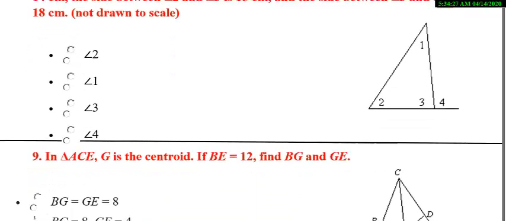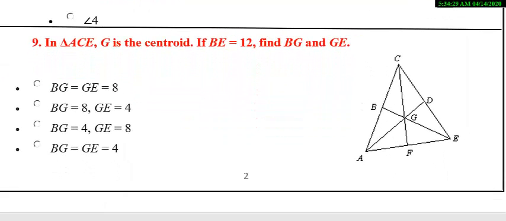Moving to the next question, which is number 9, which states that in triangle ACE, G is a centroid. If the length of BE equals 12, find out the lengths of BG and GE. In this question, we need to focus on the definition of the centroid. The centroid is the point of concurrency of all the medians of the triangle.